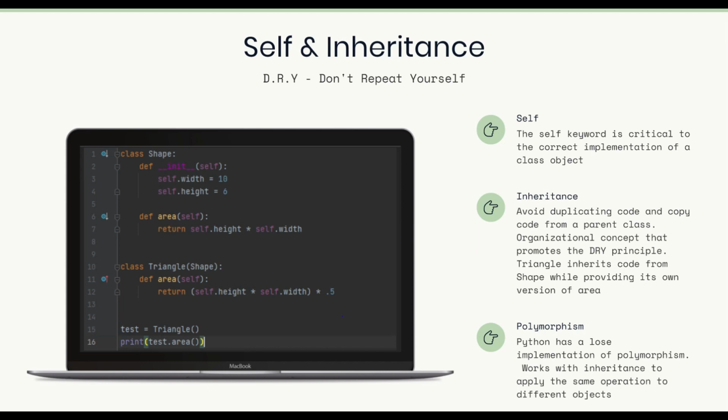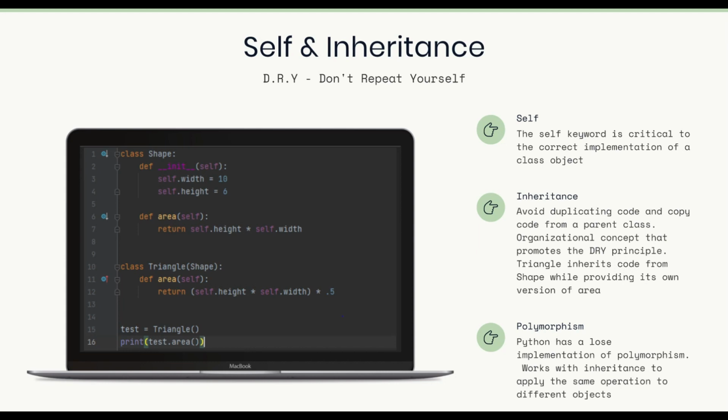Inheritance. Avoid duplicating code and copy code from a parent class. This is again an organizational concept that promotes the DRY principle. Triangle inherits code from shape while providing its own version of area. So if we look at the class definition of shape, we can see that it has a width and a height. Those are the class attributes. And then it has a class method called area, and it returns a calculation of that is the area.